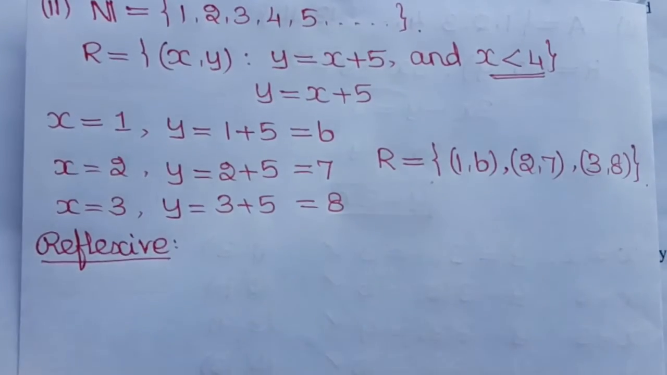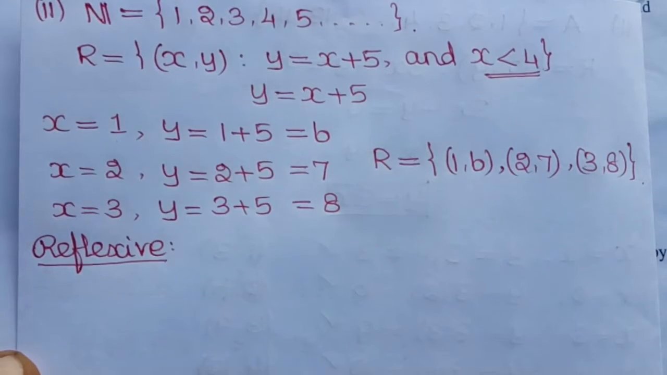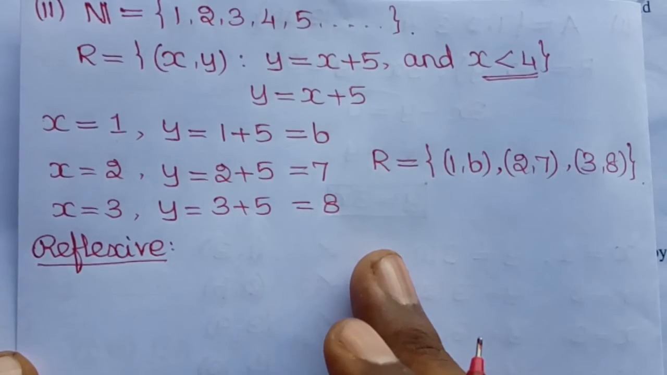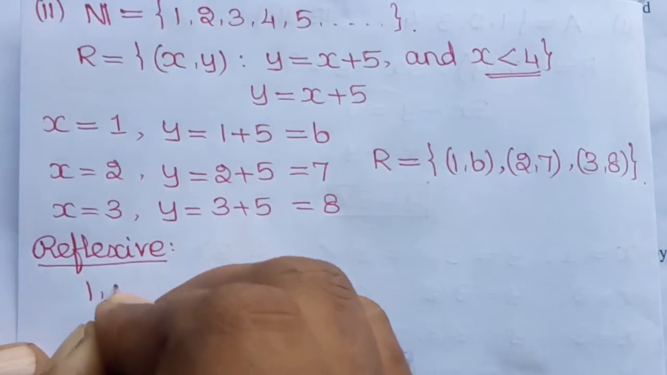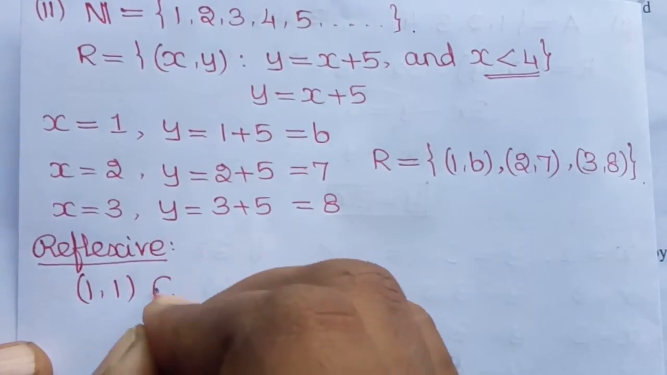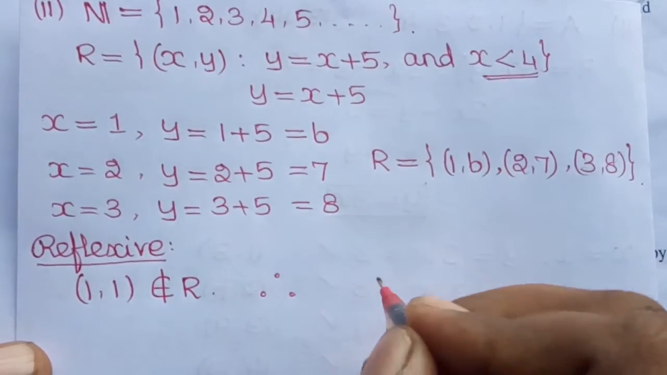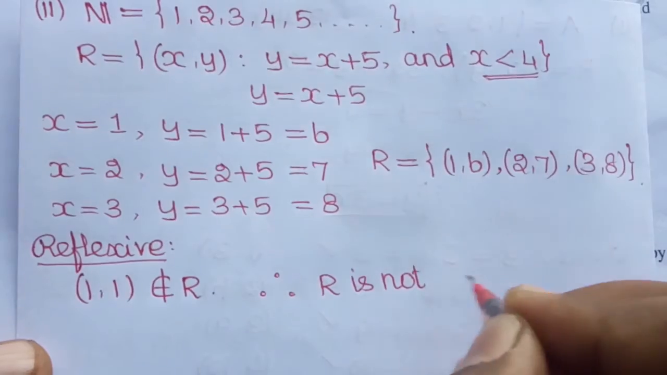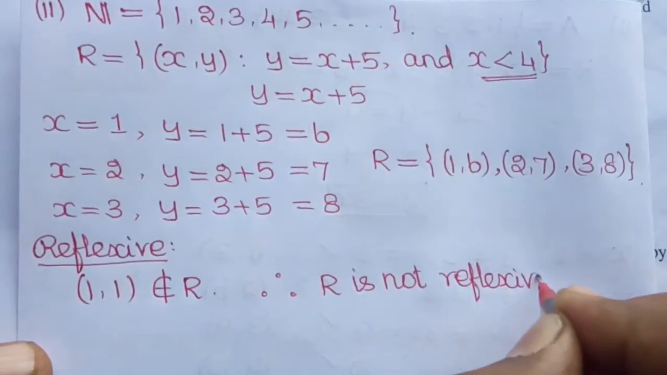Reflexive means equal pairs are there. Here, is there any equal pair? No. For x equal to 1 there is no (1, 1). So (1, 1) does not belong to R. Therefore, R is not reflexive.